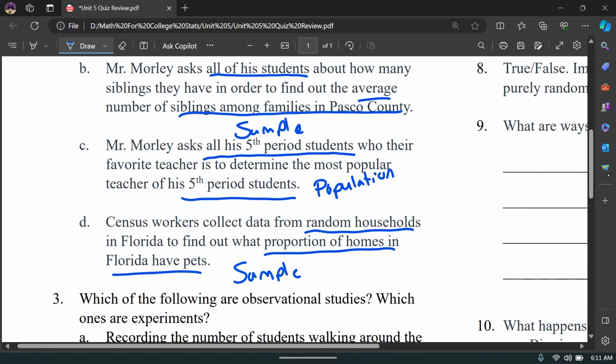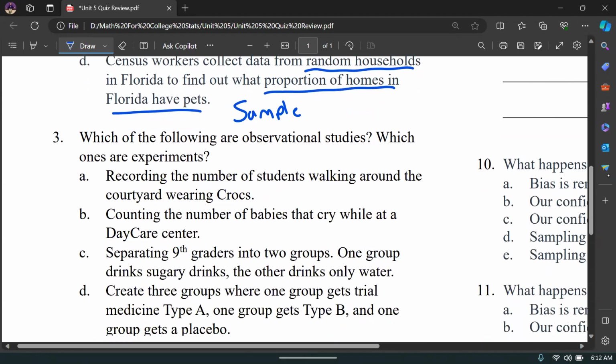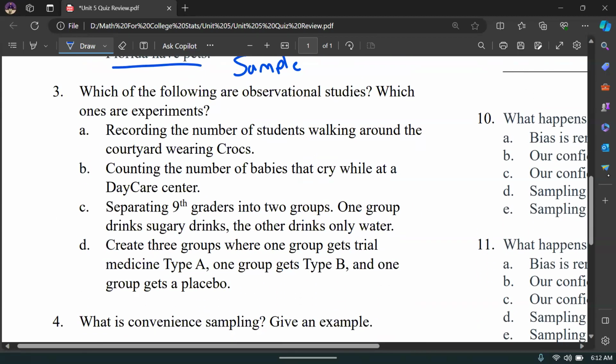All right, so ultimately a population is asking an entire group of people for that entire group of people. A sample is asking some people in order to find out information for a larger group of people. So that's what you're looking for, looking at who you're asking and who you're asking for. Okay, number three, which of the following are observational studies?